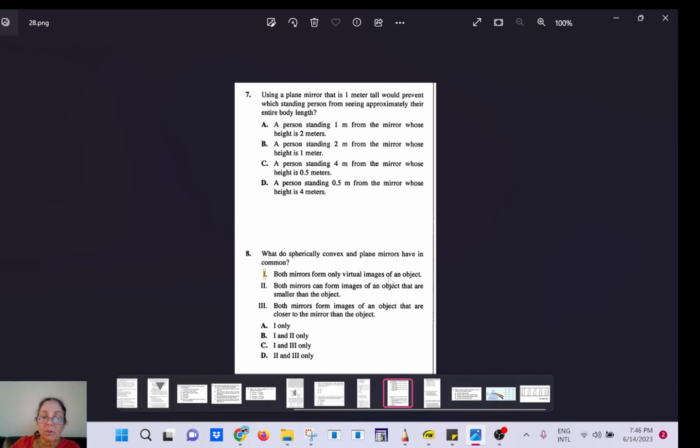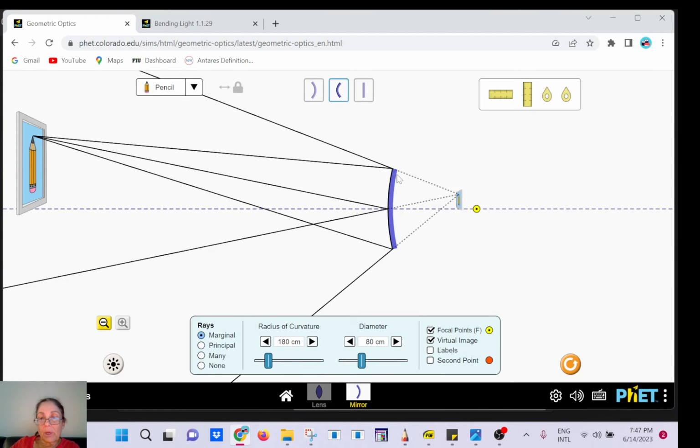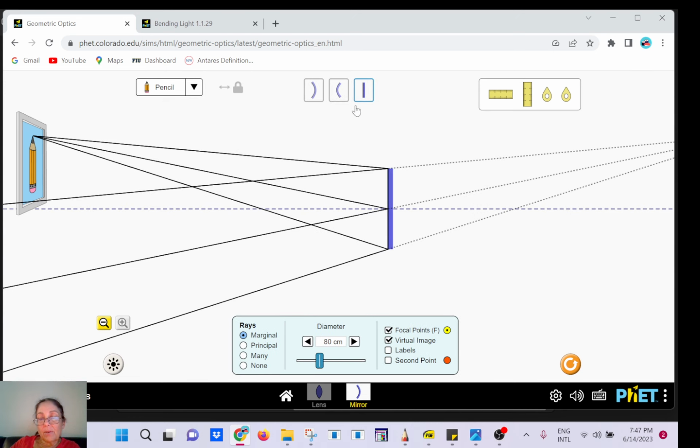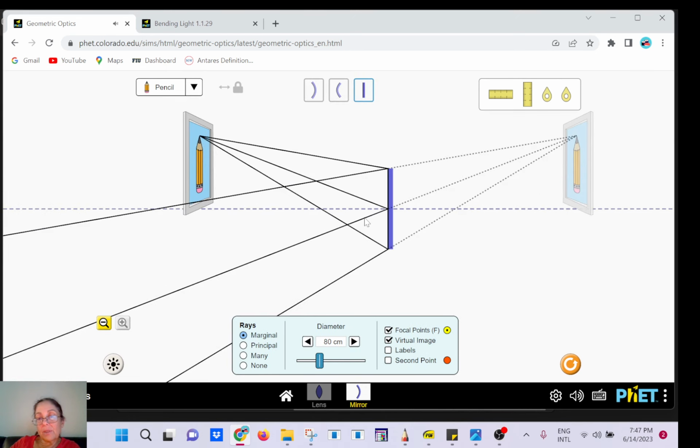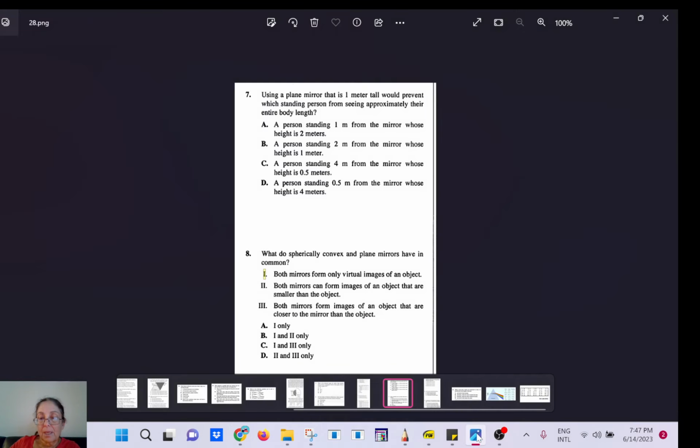So let's look at the answer. Both mirrors only virtual image. Yes, that's true. Smaller, this is true for the spherical mirror, but it's not true for the plane mirror. Both mirrors form images that are closer to the mirror than the object. That's true for the spherical mirror. You see the object here is close relative to this distance, but that's not true for the plane mirror because in that case, those distances here are exactly the same. So the only answer is A.